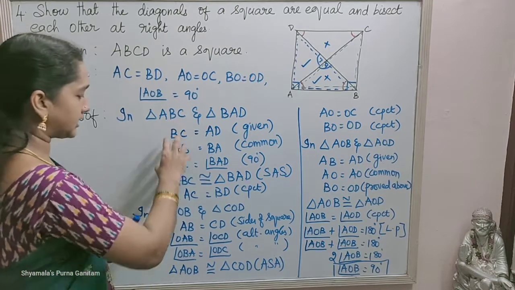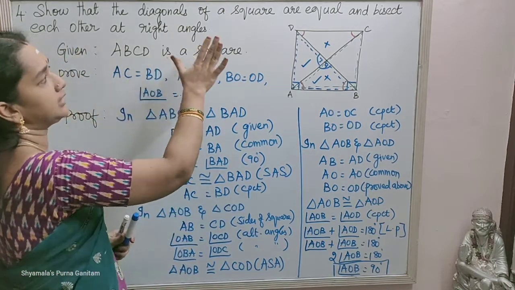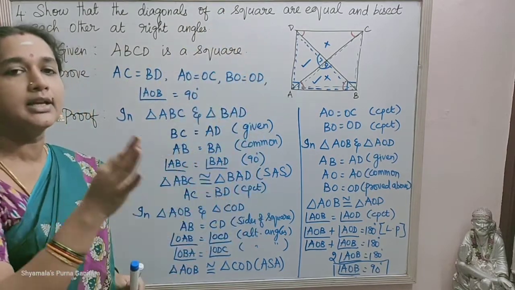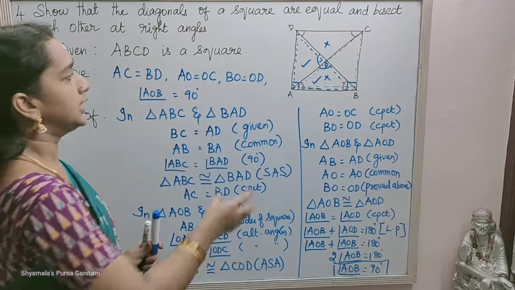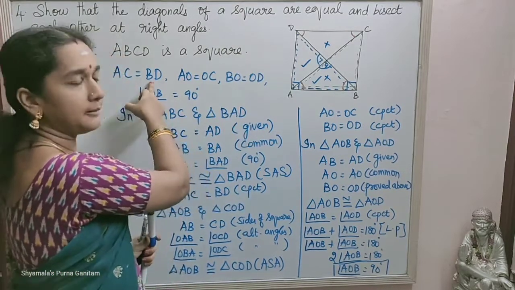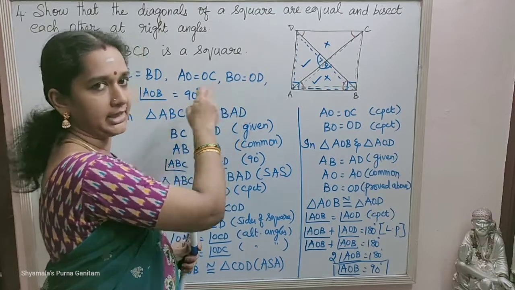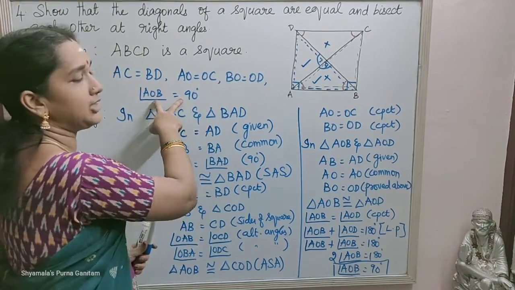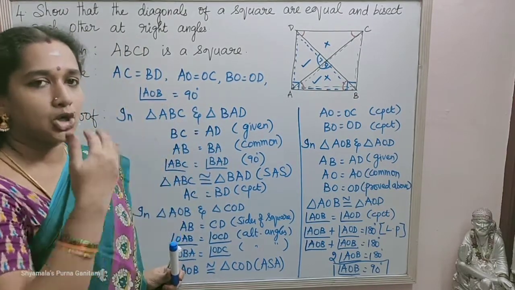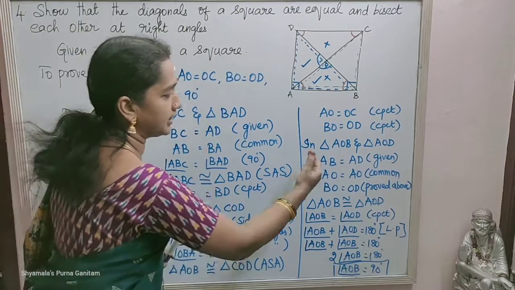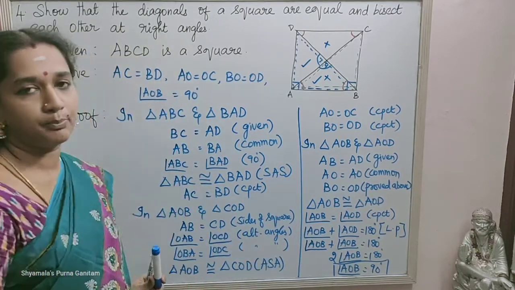So we have proved 3 things. It is given that it is a square, and you are asked to prove 3 things: that the diagonals are equal, that the diagonals bisect each other, and that they bisect each other at right angles. Accordingly, we have taken the triangles and given the proof.